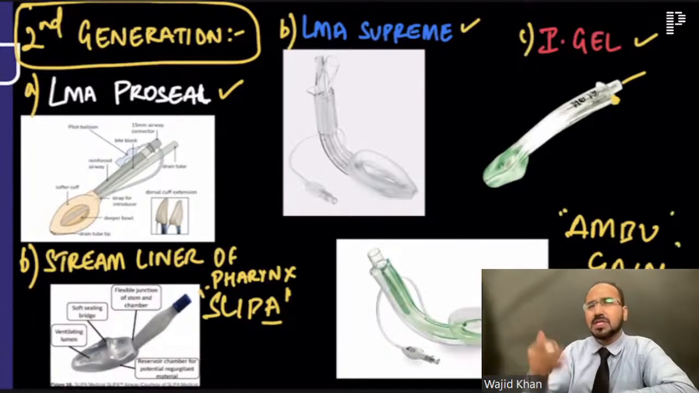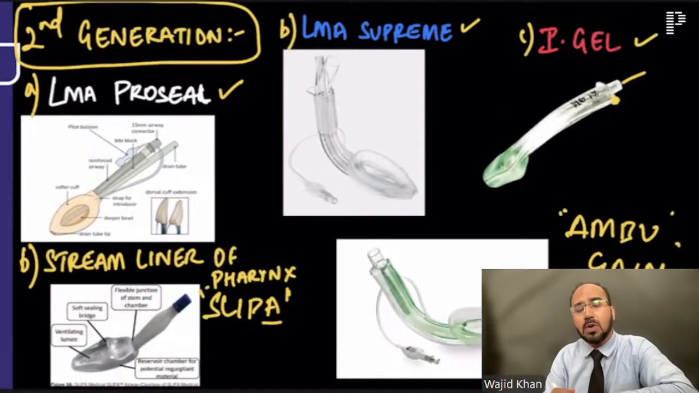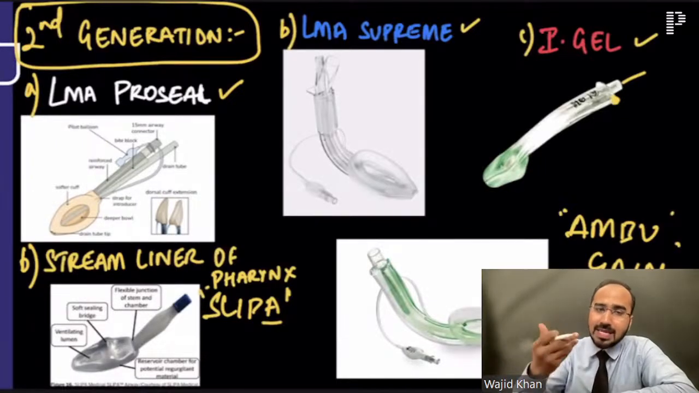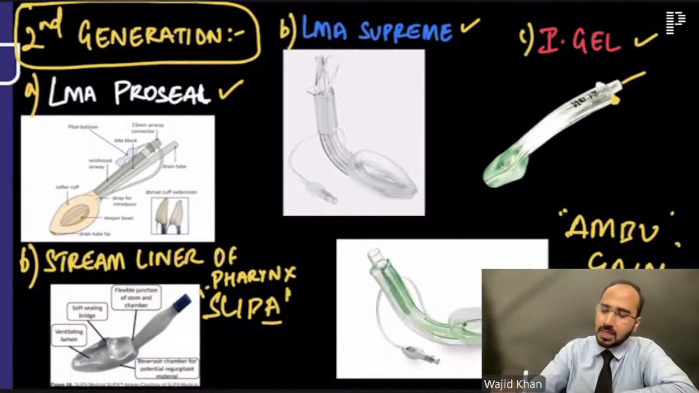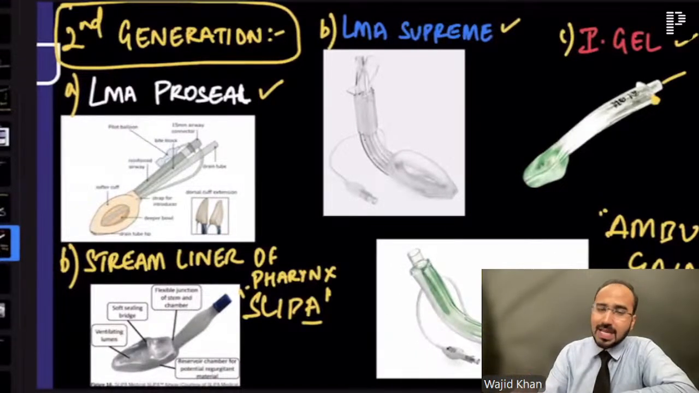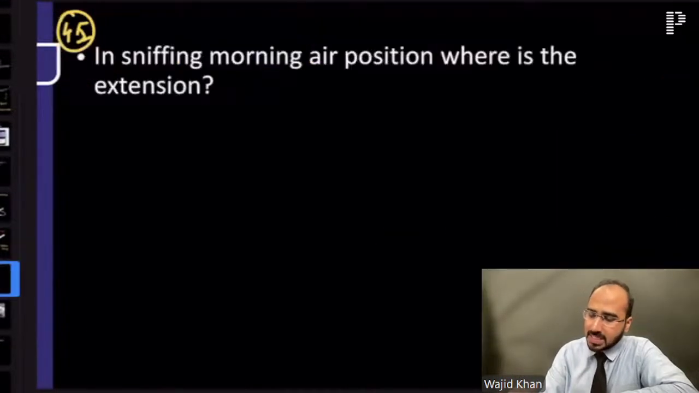There was a question which was asked in the INI-CET or NEET, I don't remember, but there was one of Ambu Aura LMA. Ambu Aura LMA is the first generation LMA. Okay. So anyways, guys, these are regarding the laryngeal mask airway.